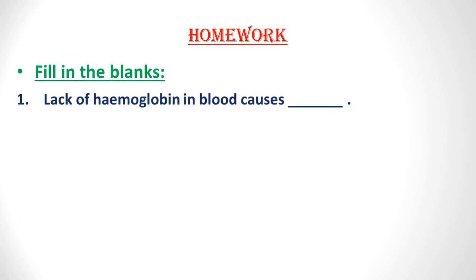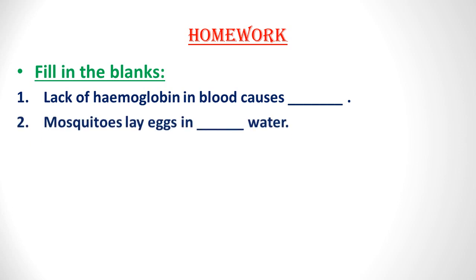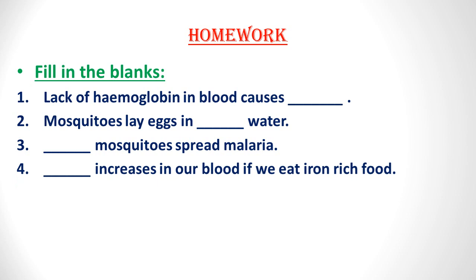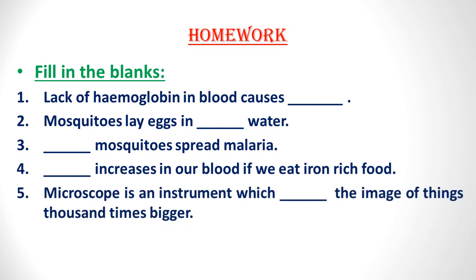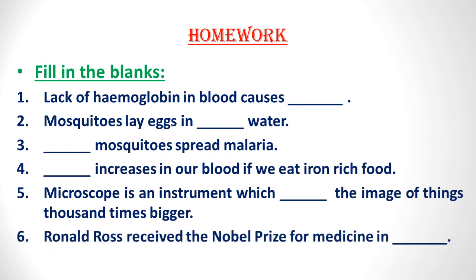Homework. Fill in the blanks. 1. Lack of hemoglobin in blood causes dash. 2. Mosquitoes lay eggs in dash water. 3. Dash mosquitoes spread malaria. 4. Dash increases in our blood if we eat iron-rich food. 5. A microscope is an instrument which dash the image of things 1,000 times bigger. 6. Ronald Ross received the Nobel Prize for Medicine in dash.